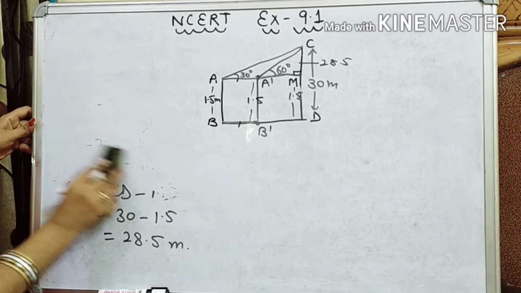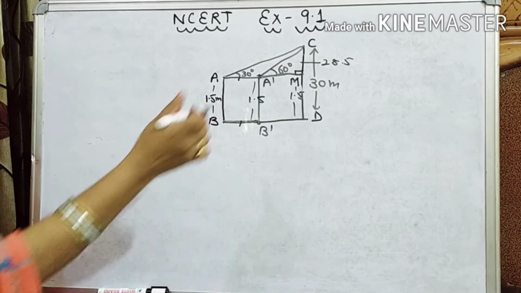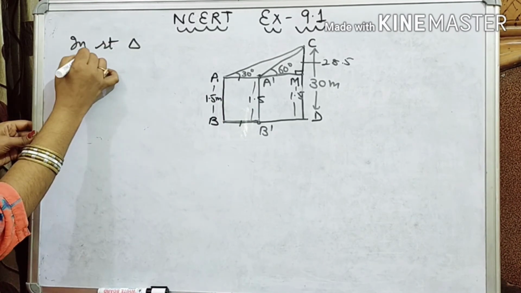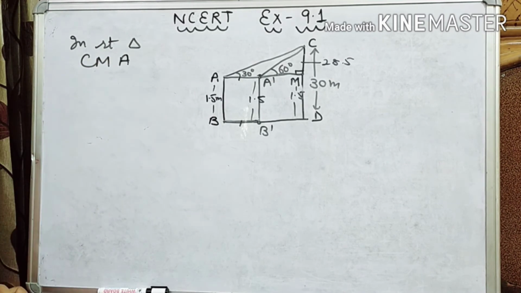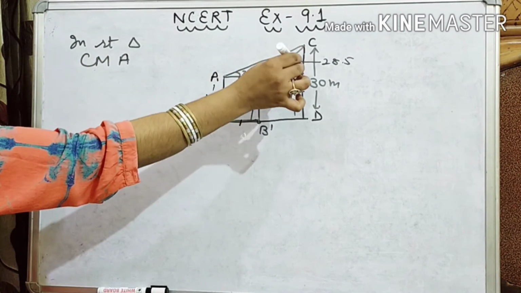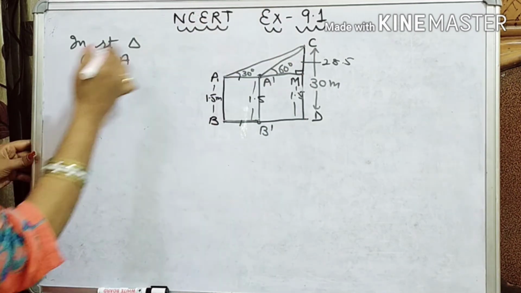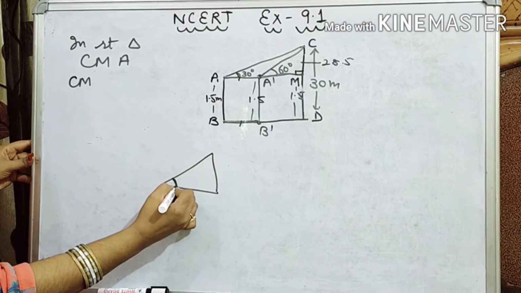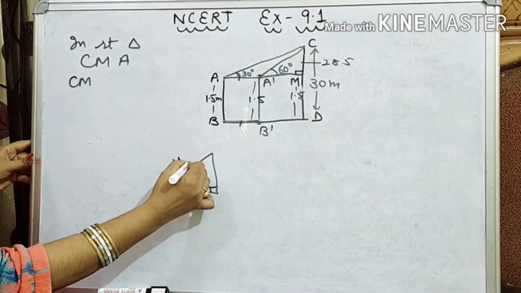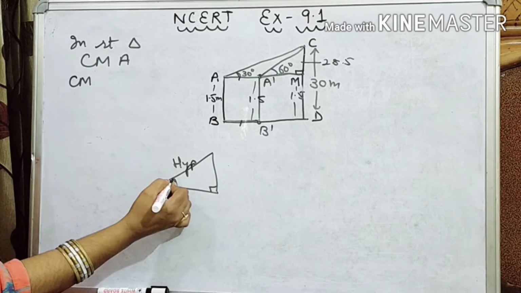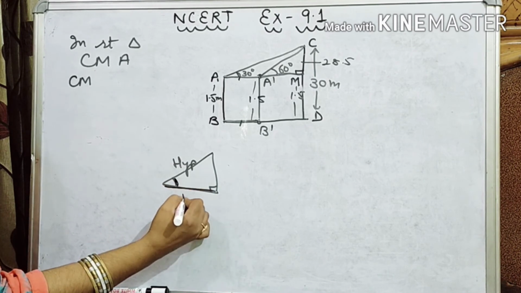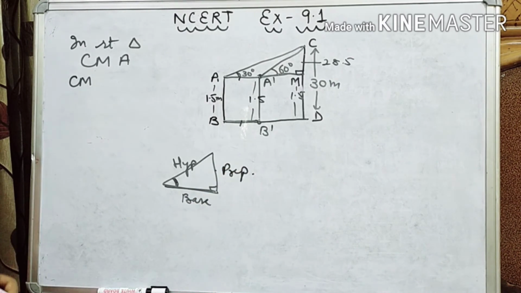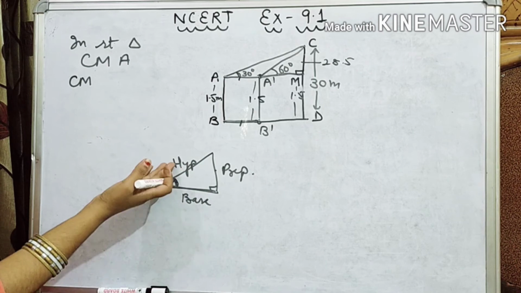Okay, so first we'll take the right triangle CMA. So in right triangle CMA, we have this CM. So this is perpendicular for this angle. Again I am telling you, if this is the right angle, this must be the hypotenuse, the side opposite to the right angle, and the side adjacent to the angle is always the base, and the side opposite to the angle is always the perpendicular, right? And we can just write it as H, B and P.